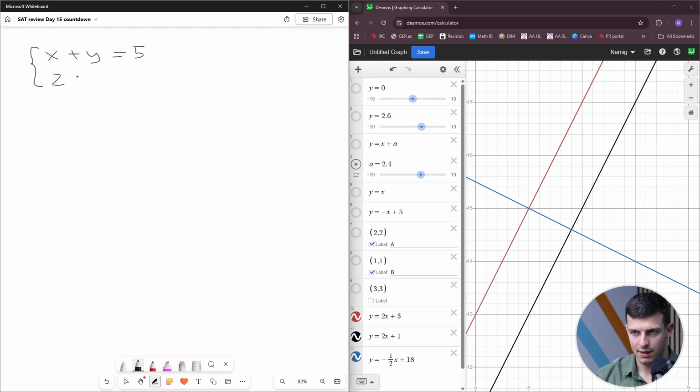So let's say 2x plus 3y equals 13. I think this should have a solution.